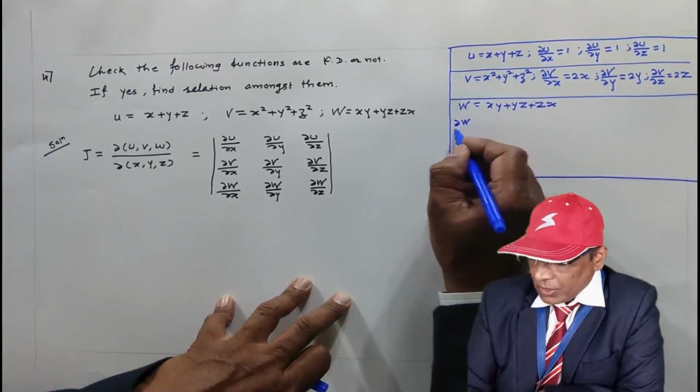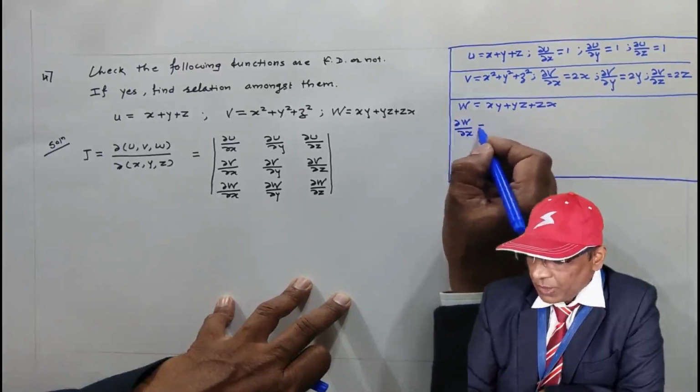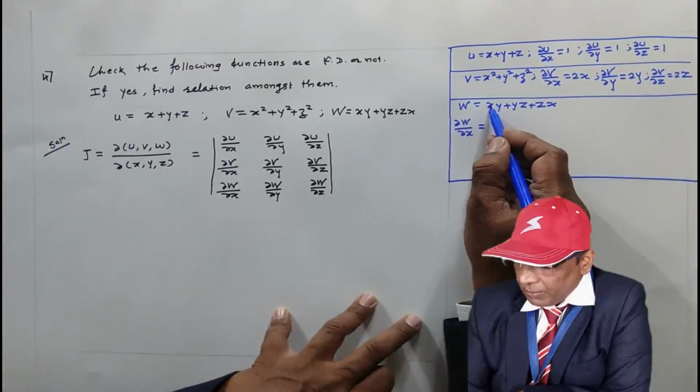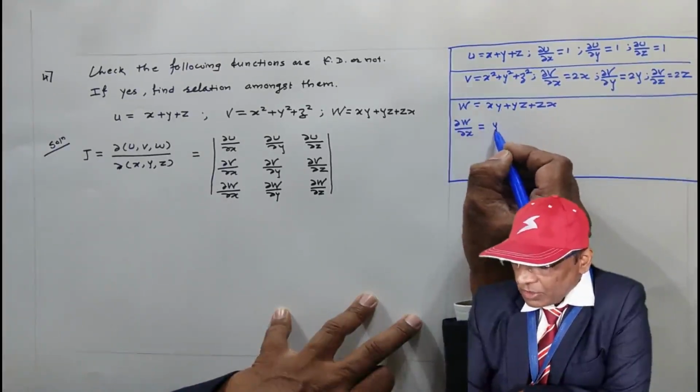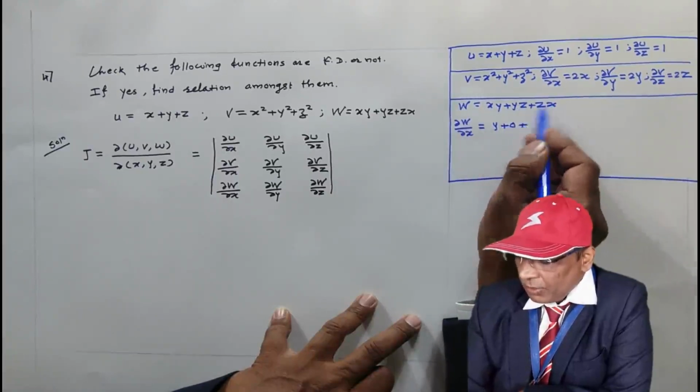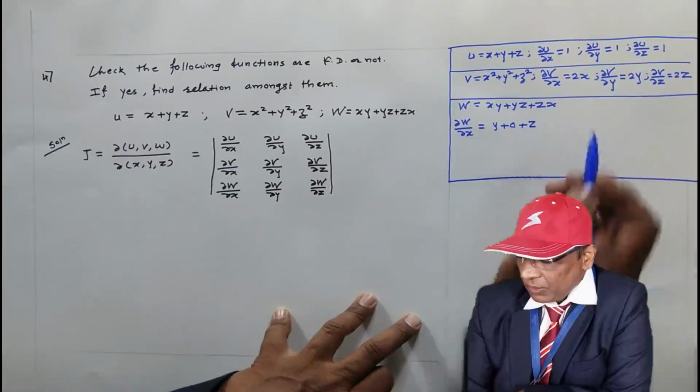Del w by del x is the derivative of w with respect to x, keeping y and z constant. Derivative of x is 1, y is a multiplicative constant. Derivative of this is 0. Derivative of x is 1 and z is a multiplicative constant.